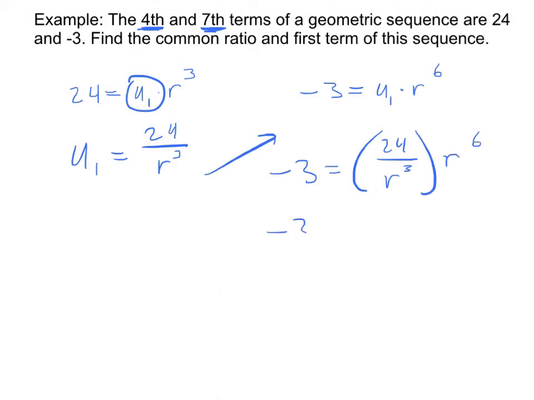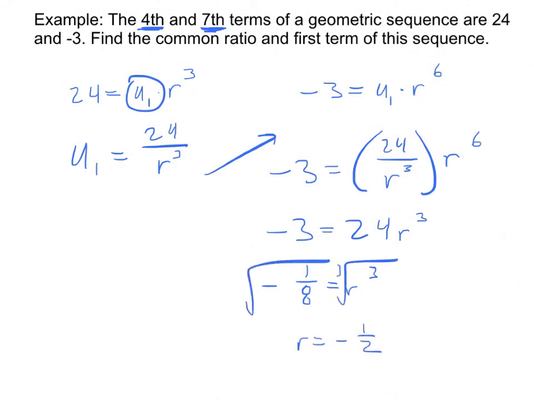At this point, we remember how exponents work. These things will reduce down and give me 24 r cubed. If I divide 24 over, I get negative 1/8 equals r cubed. So that means r is negative 1/2, just by taking the cube root of both sides. So my common ratio is negative 1/2.